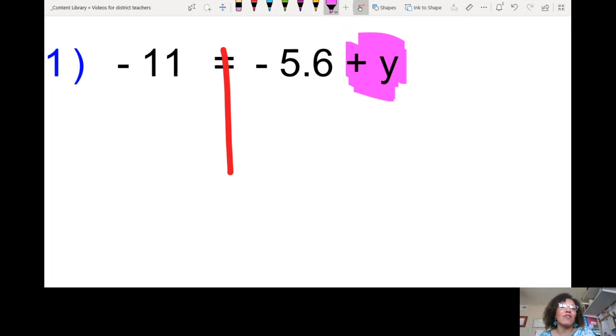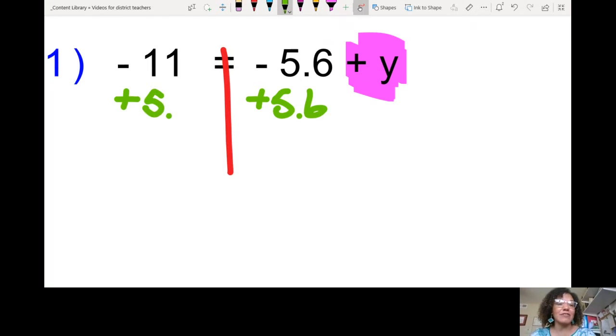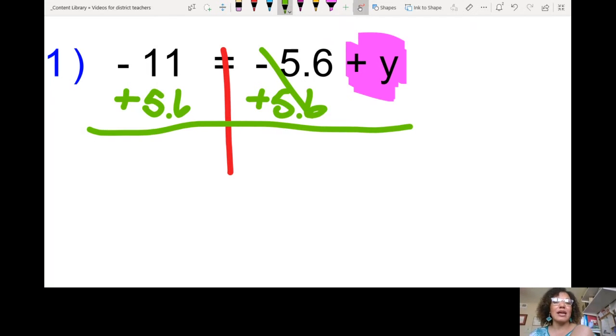So what does it want to get rid of? What is on the same side of y that y doesn't want touching it anymore? Well, that would be that negative 5.6. So to always get rid of anything, you always do the opposite. So the opposite of negative 5.6 is positive 5.6. And you have to remember that whatever you do to one side of the brick wall, you do to the other side to keep it even. So I have to do positive 5.6 here. So I'm going to cross that out because those are opposites and opposites cancel out.